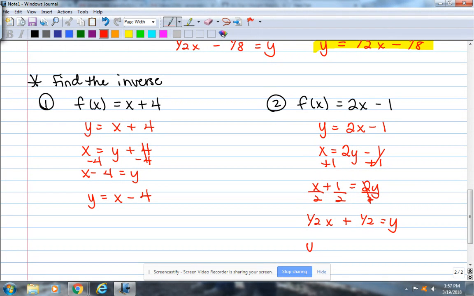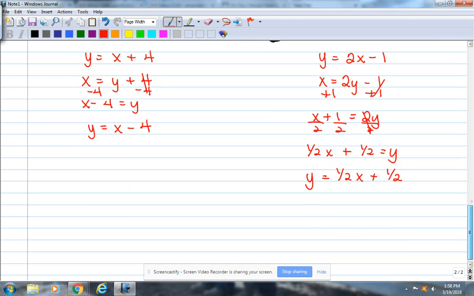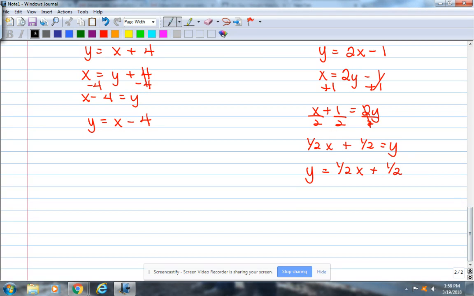And I'm going to rearrange it so it's in slope-intercept form. Y equals 1/2 x plus 1/2. Raise your hand if you got that one. Any questions about how to make an inverse function? So the next thing we'll have to do is verify that two functions are inverses.